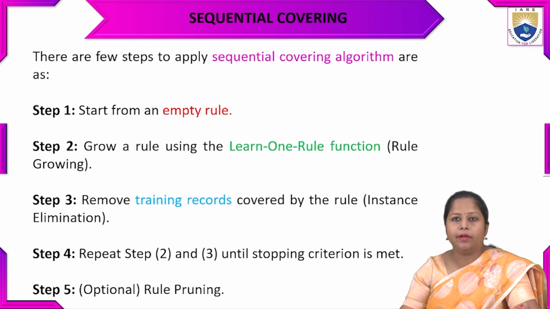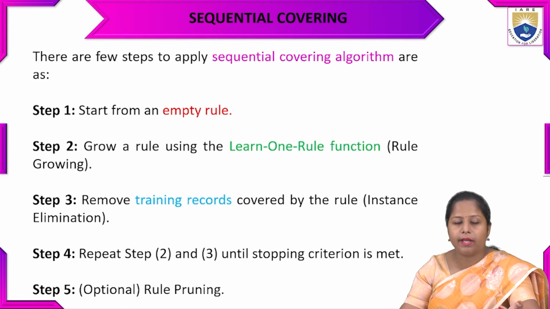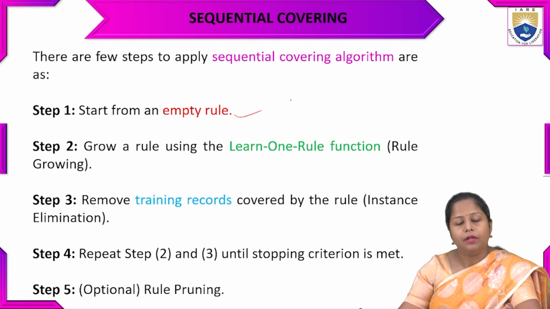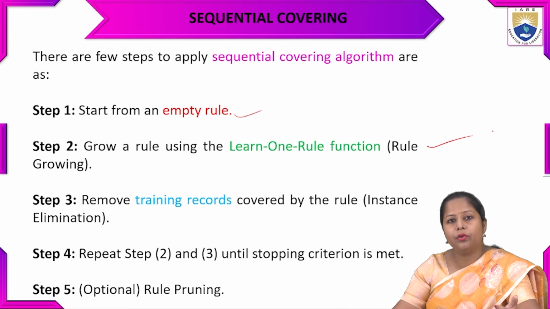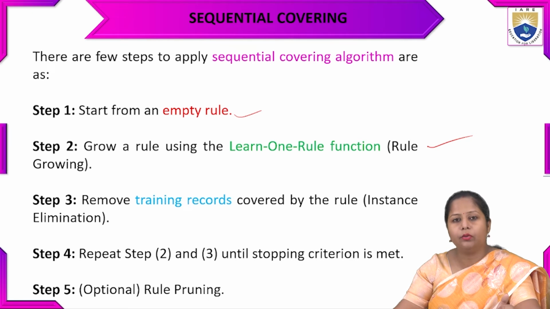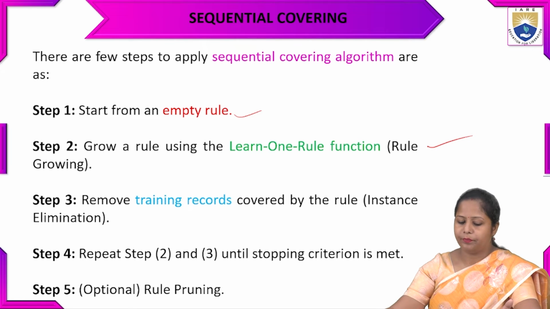What is sequential coverage? That is nothing but the direct method. What are the steps we are going to do in that? There are a few steps to apply the sequential covering algorithm. The first step is to start from an empty rule. The second step is that the classifier has to grow a rule using the learn-one-rule function. That is the rule growing function, and on the basis of that, the classifier is going to learn one rule.